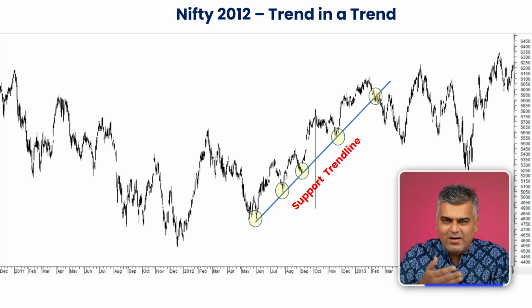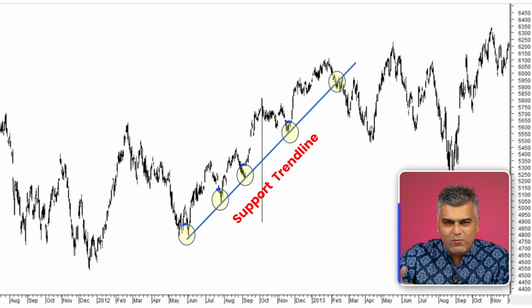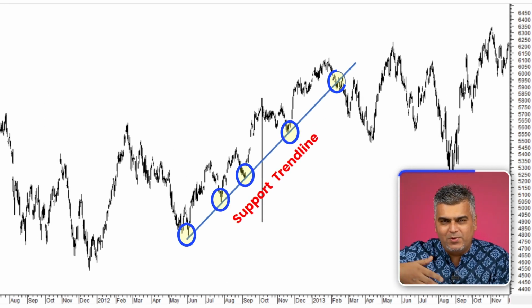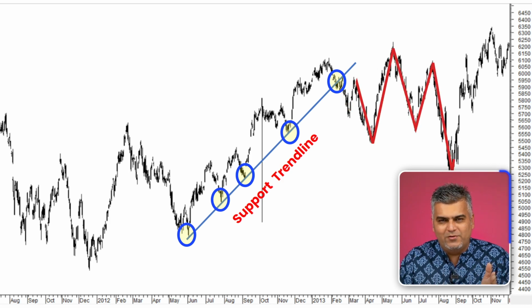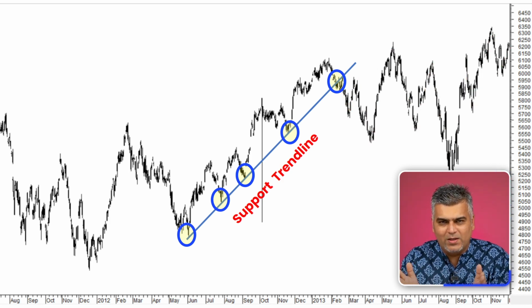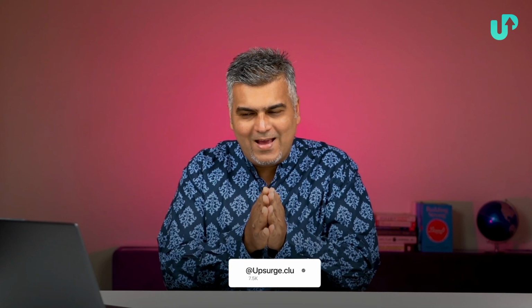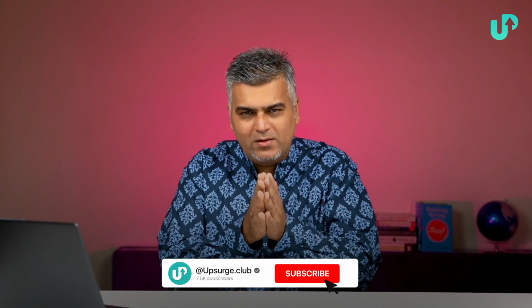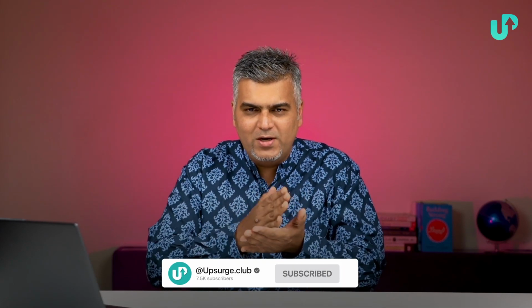Now look at another example. This is the trend line in 2012. There are 4 touch points, and then finally on the 5th attempt it breaks. And then again the markets go into a sideways period for the next few months. Now we look at an example of a trend line where a trend line breakout gives you an indication of a new uptrend. So we saw a couple of examples of a downtrend coming in.